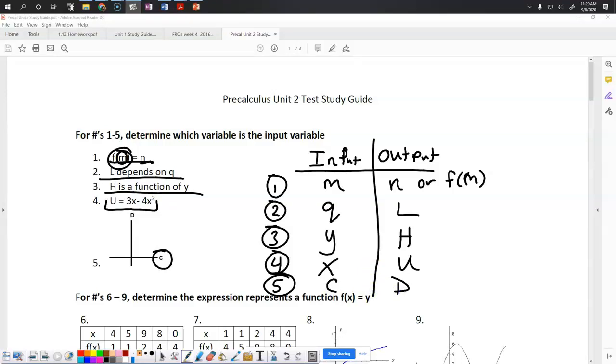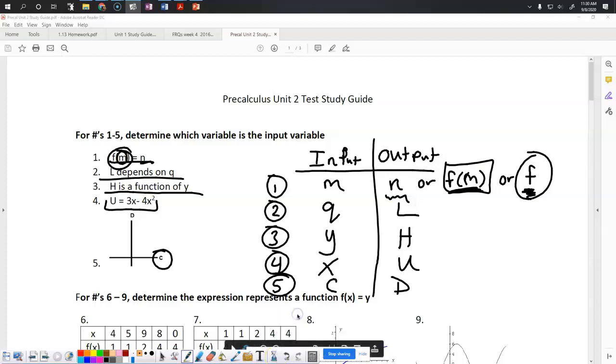And just so you guys know, back to number 1, technically you could also say f, although that's not very common because f just represents the function, whereas f of m represents the value of the function when you plug in m. So it's better to say this than this, but it's okay technically. But n is also a perfectly fine answer. Okay, so 3 different possibilities there.